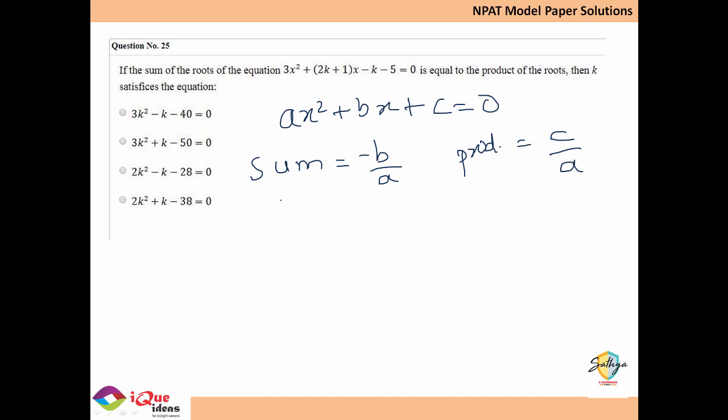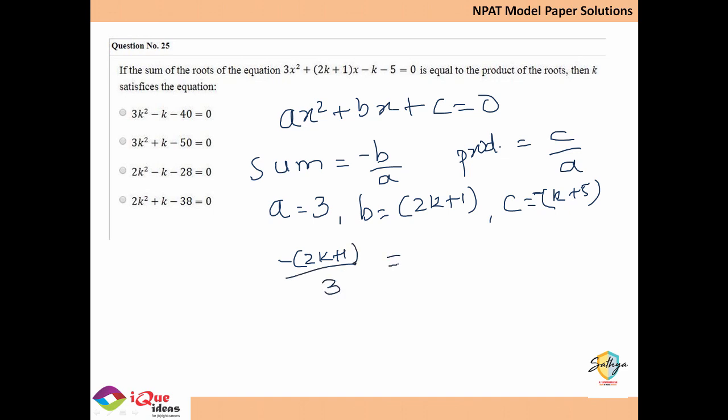So here in this equation, the value of a is actually 3, the value of b is taken as 2k plus 1, and the value of c is taken as minus of k plus 5. The minus sign is common outside. So the sum, minus b by a, is minus of 2k plus 1 divided by 3, is equal to c by a, so minus of k plus 5 divided by 3. So the negative sign gets cancelled, the 3 gets eliminated. I get 2k plus 1 is equal to k plus 5. So I get the value of k is equal to 4.